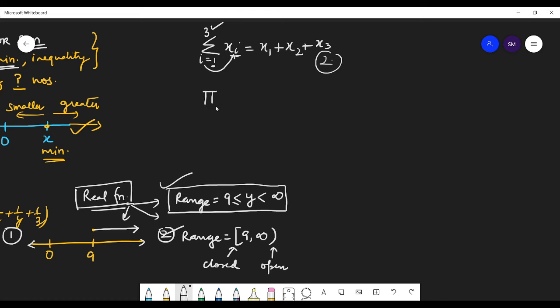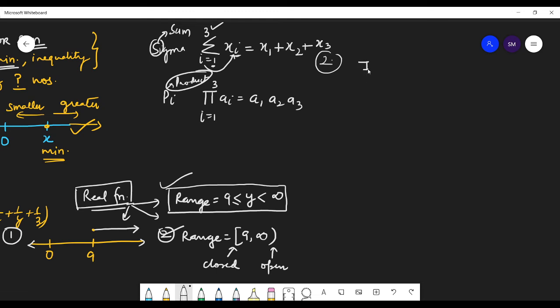Suppose instead of sigma I have pi. Sigma means S for sigma, S for sum. P for pi, P for product. Is this clear, students? Yes, sir. So if you have pi of a_i, what are you going to do here? What does this mean? A1 into A2 into A3. Very good. Clear?